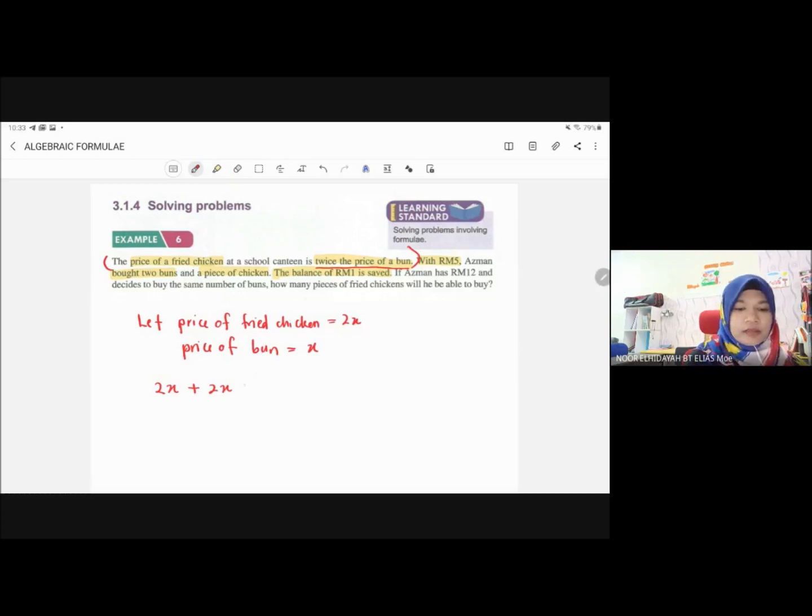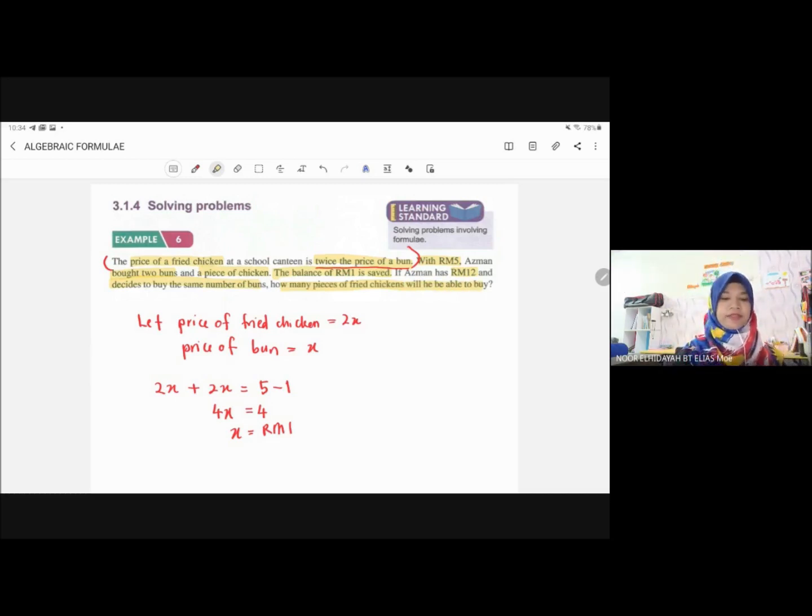Alright. Berapa harga dia? Berapa total dia? Okay. Dia ada RM5. Dan dia have balance. Balance maksudnya ada lebih lagi RM1. Okay. So this equation yang kita akan dapat. Okay. 4x is equals to 4. X equals to RM1 lah. Okay. Alright. Tengok balik pada soalan dia. If Azman have RM12 and decide to buy the same number of buns, how many pieces of fried chickens will he able to buy? Okay, so macam mana ni?